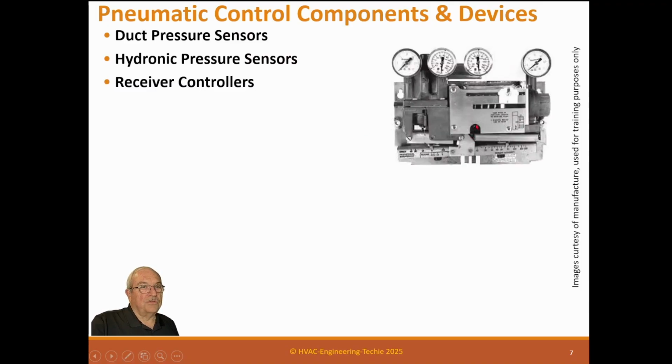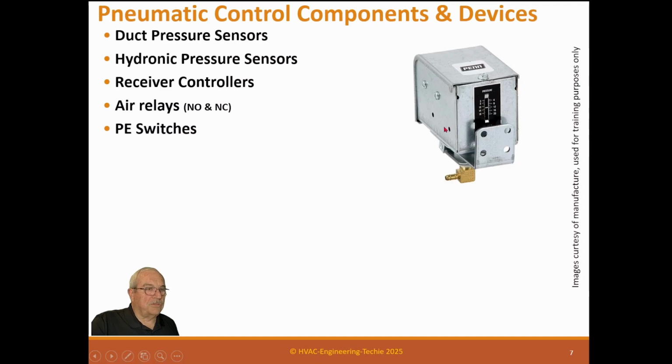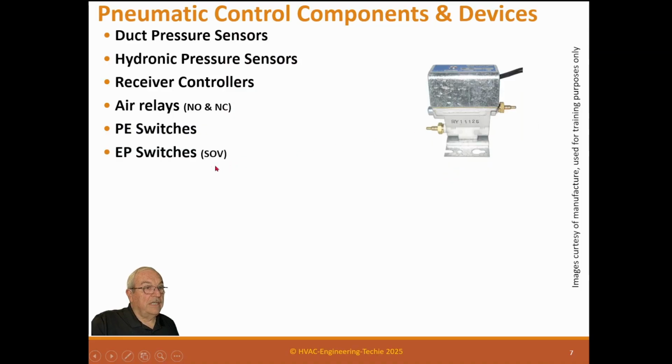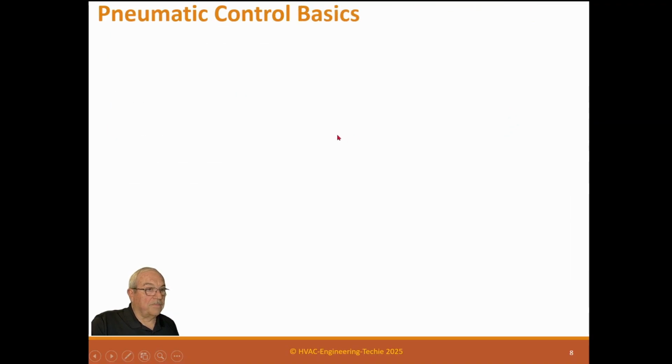Now, receiver controllers are unique in that every manufacturer makes one. They look totally different. I mean, they look drastically different. And they all calibrate differently, so you've got to have the manufacturer's instructions if you're going to try to calibrate one. Air relays. These relays will do different things, and we'll go over that. PE switches, which are pneumatic electric switches. So this is how to get a pneumatic signal to provide an electric signal on and off. EP switches are electric pneumatic, which is a solenoid valve. VAV Velocitrol, this is actually a reset controller, but just for a VAV box. You can tell this doesn't look totally different, right?